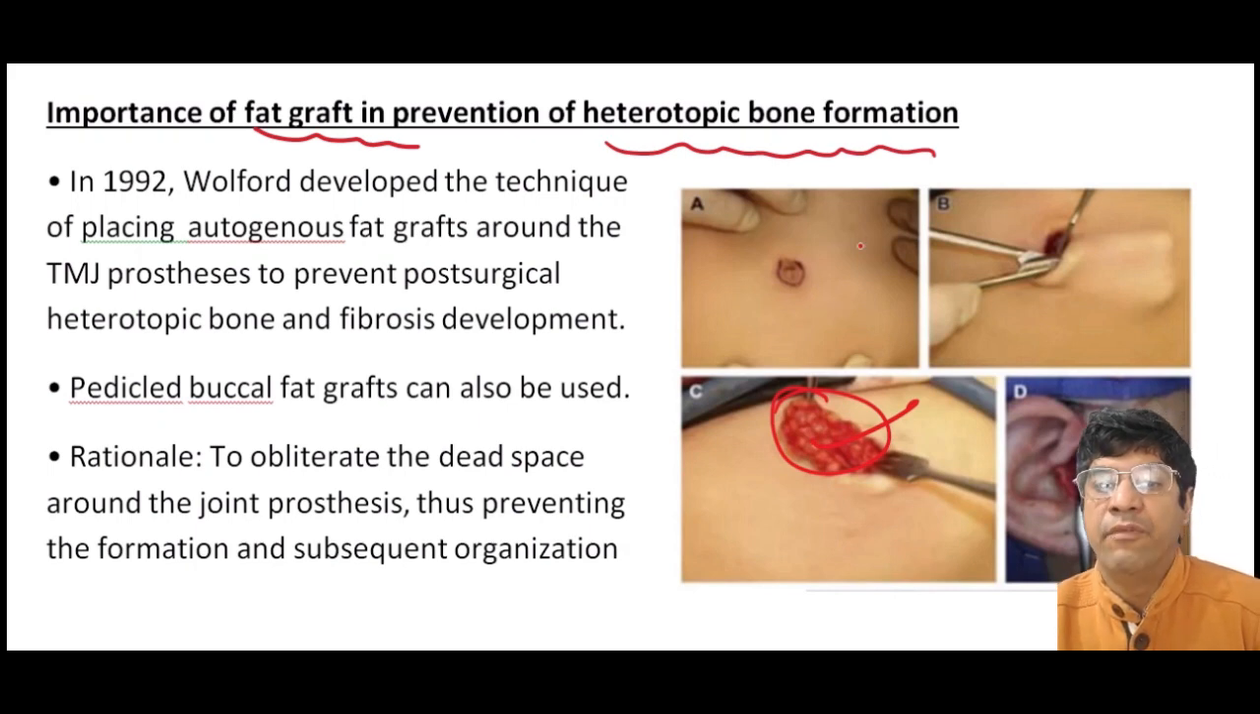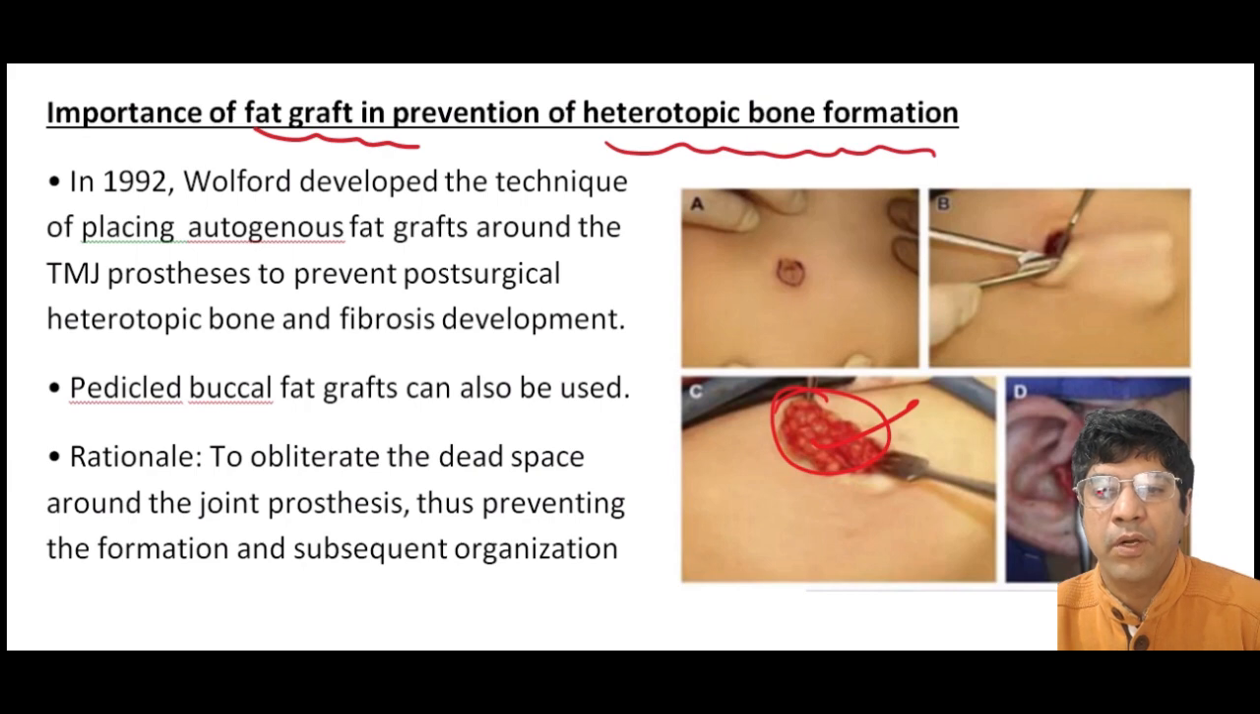So this technique involves using a fat graft from the patient's area to address the dead space around the joint prosthesis. So what is the primary rationale for utilizing this fat graft? It is to eliminate the empty space surrounding the TMJ prosthesis. By doing so, it prevents the formation of blood clot or hematoma in that space.